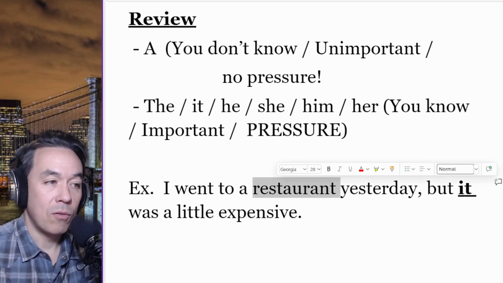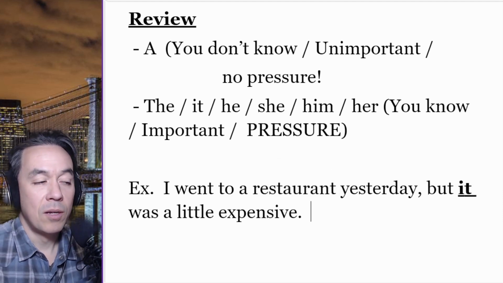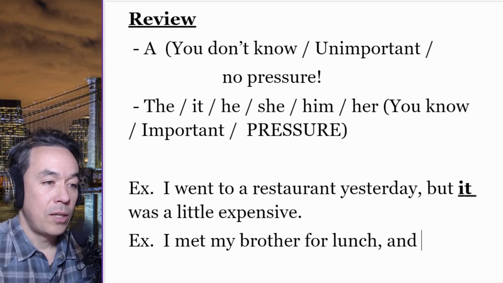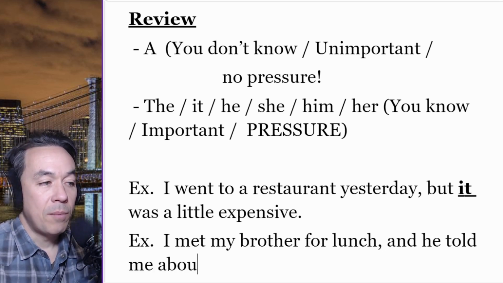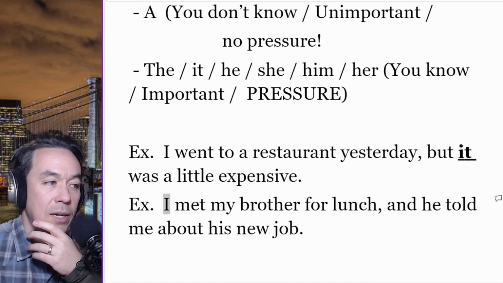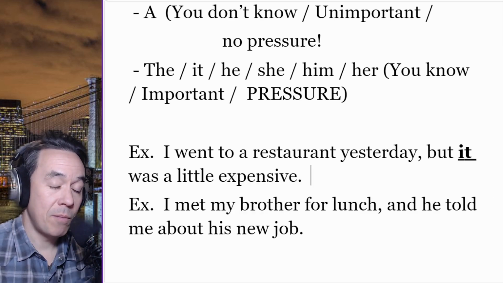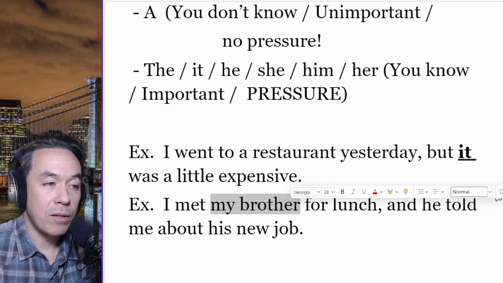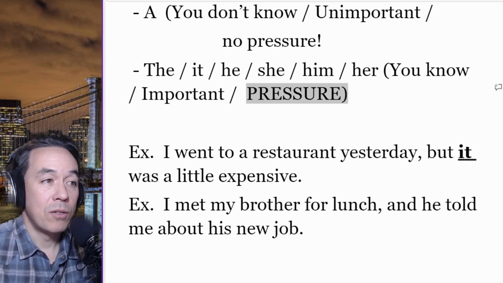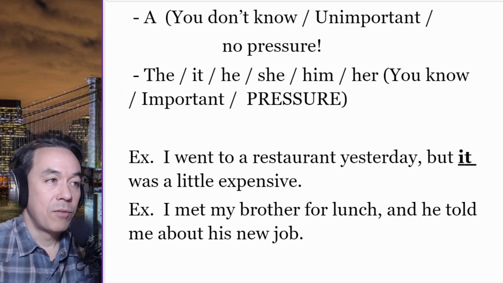A restaurant, or friend, or brother. It becomes: I met my brother for lunch and he told me about his new job. Okay, so you can understand. It's only two characters. I, person A, my brother, person B. He must be the brother because there's no other character. He, his brother, right? So yeah, the pressure is on. Okay, so that's the review.